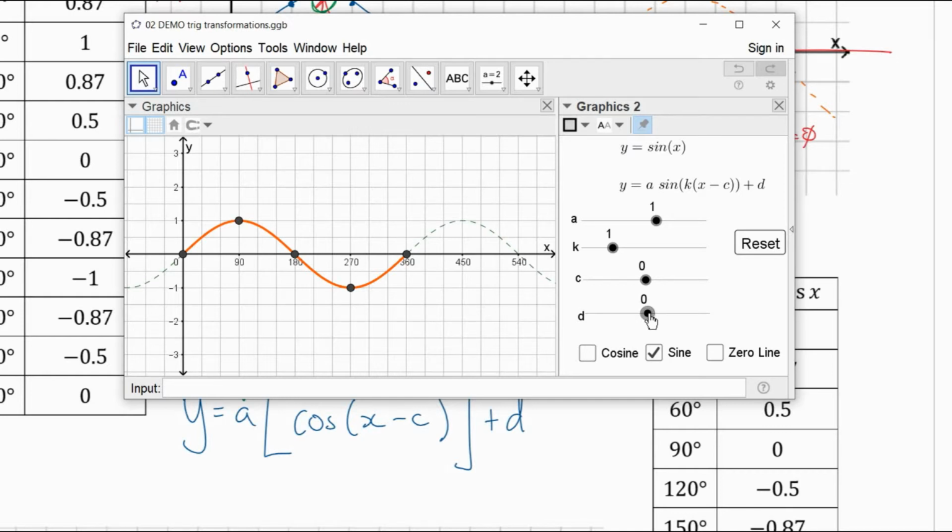D is this number added out here. Right now D is 0. Okay, so it's sine x plus 0. And what happens when I drag it up? It doesn't change the shape of the graph, it just moves it all up.